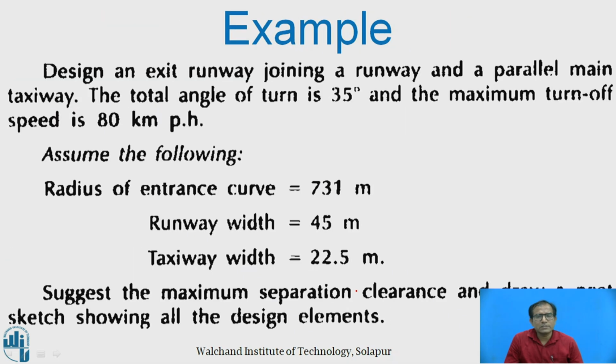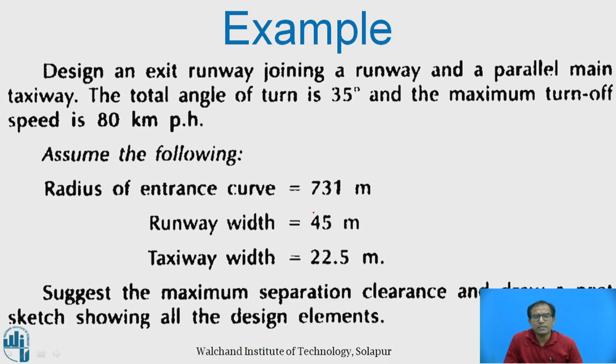With an example, we will understand the whole design process of an exit taxiway. Here the deflection angle is given as 35 degree, the radius of the entrance curve is given as 731 meter, the runway width is 45 meter, and the taxiway width is given as 22.5 meter.